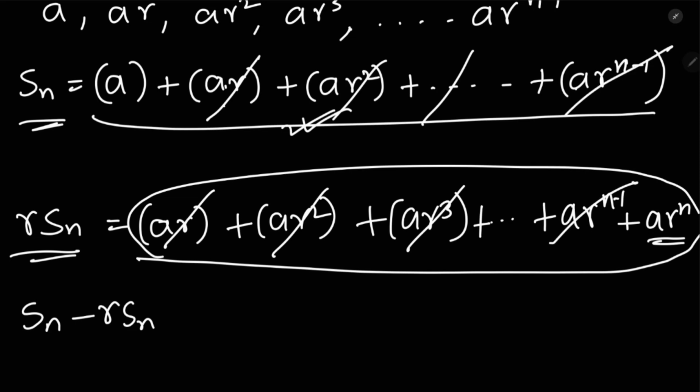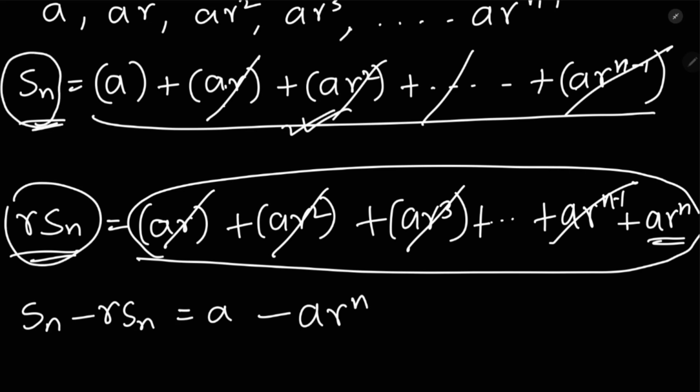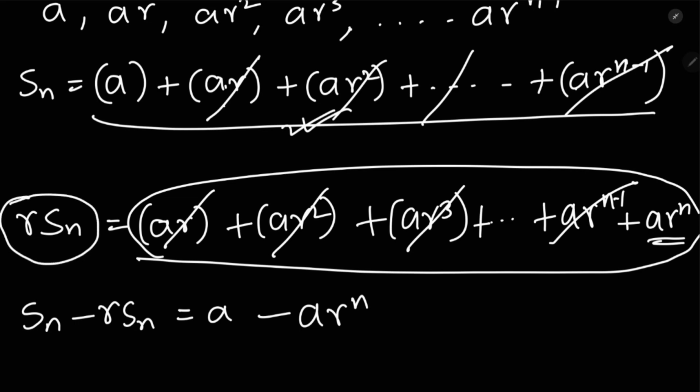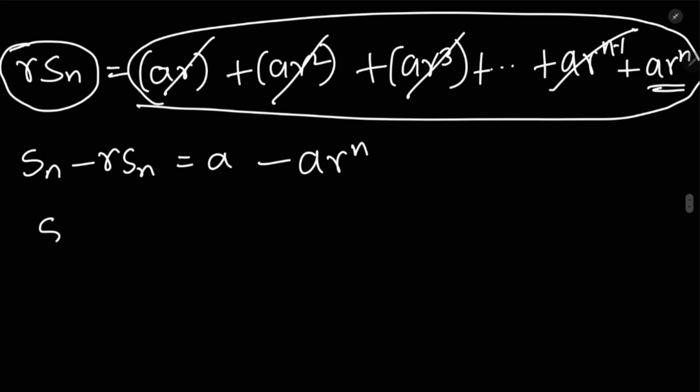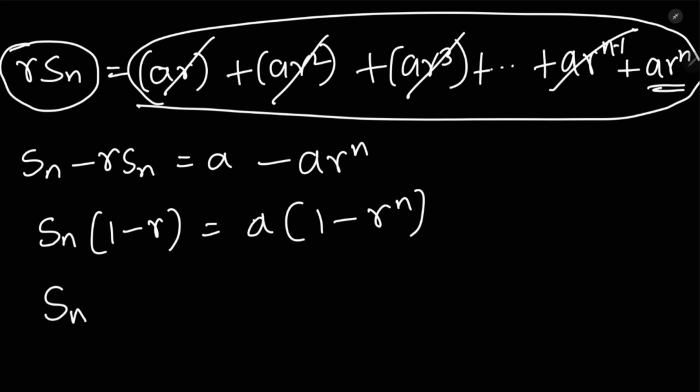The only terms remaining will be a minus a times r power n, because the rest of the terms are cancelling when we subtract this term. Sorry, let me be clear about it. So when we subtract this term from this Sn, this is our equation. I'll take Sn common here, so I have Sn times 1 minus r, and on the right hand side I'll take a common, so a times 1 minus r power n. So Sn will be equal to a times 1 minus r power n divided by 1 minus r.